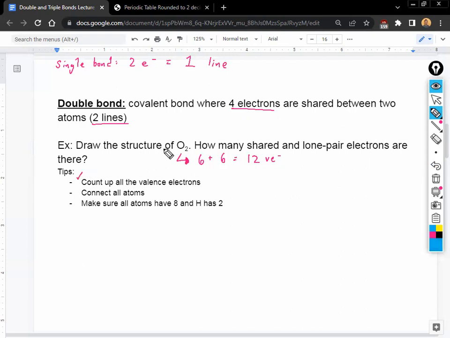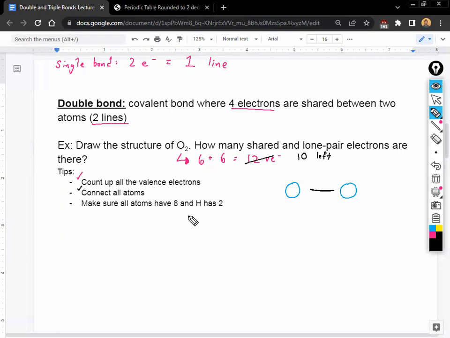Okay, same thing as before. We're going to draw the 2 oxygen atoms, so O and O. And then we're just going to make sure that we connect them together. So if I connect them together, how many electrons did I use? 2, and that means I have 10 left. Okay, so we connected them, and we have 10 electrons left to use.